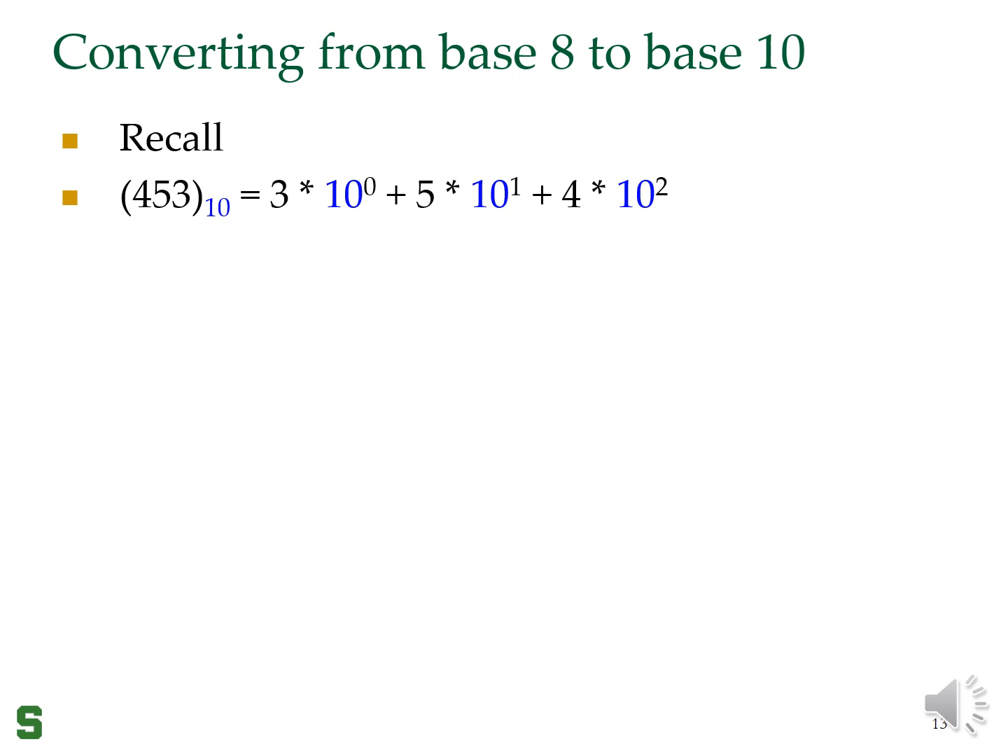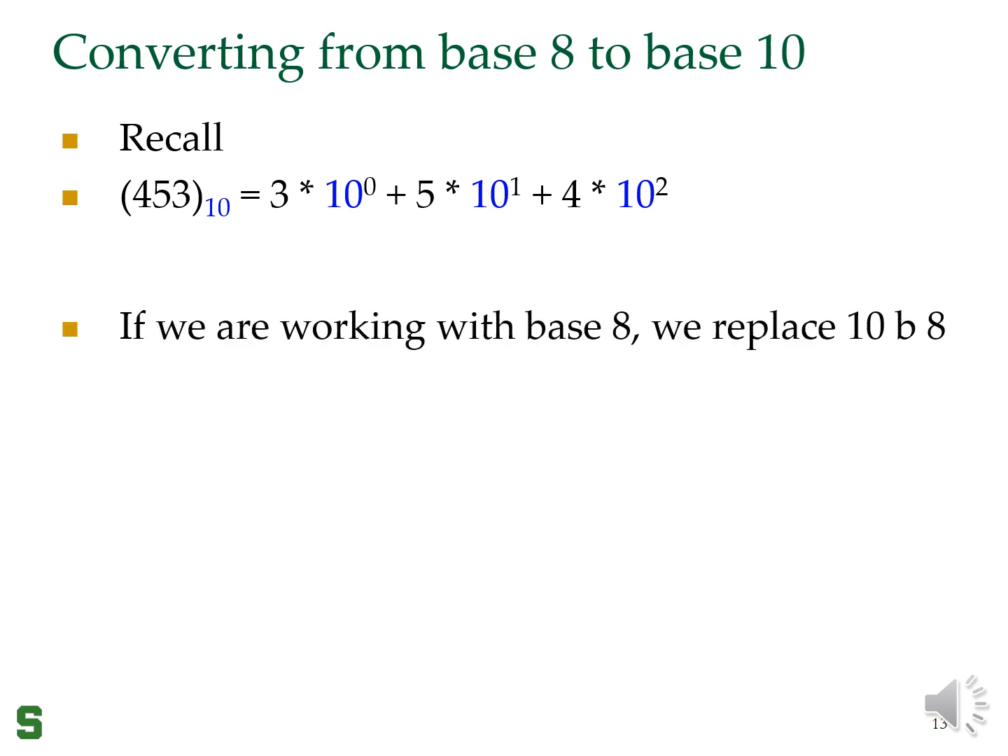Converting from base 8 to base 10 is actually much more straightforward. Recall that the way we got the place value system was we took this number 3 that had a weight of 10 to the power 0, 5 had a weight of 10 to the power 1, 4 had a weight of 10 to the power 2.